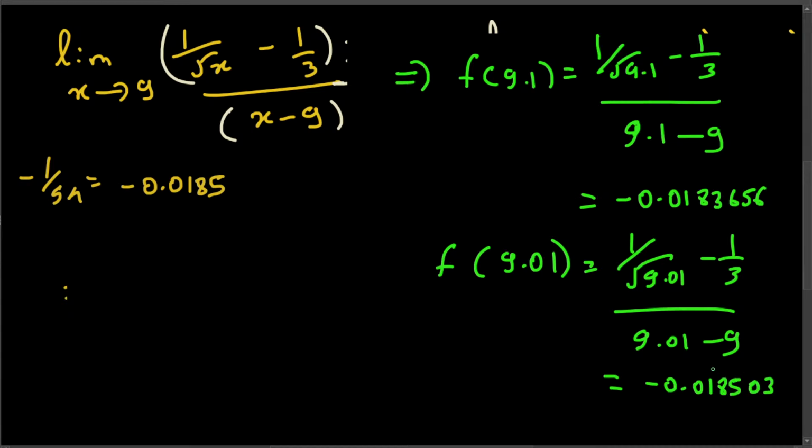Now you can see as we are getting closer and closer to 9, we are getting the y value that is converging toward negative 0.0185. That's the answer we got, right?